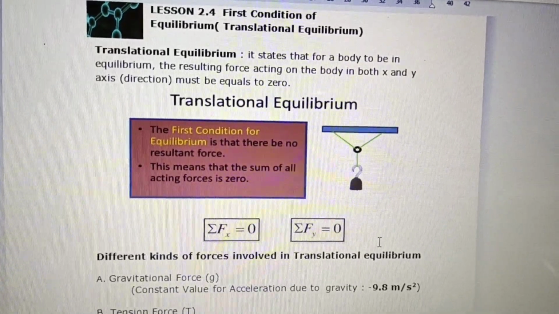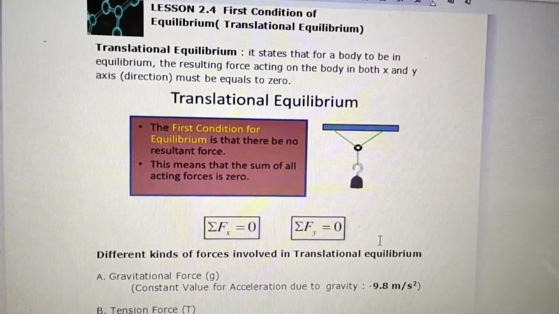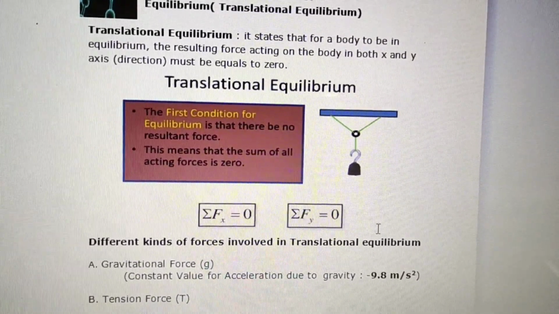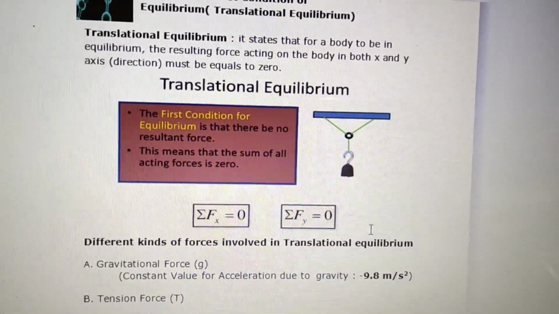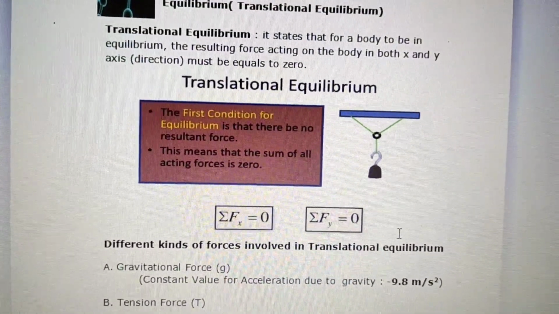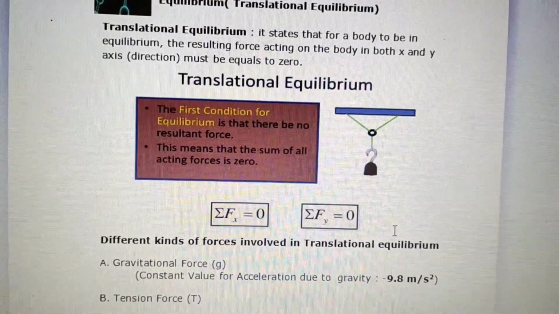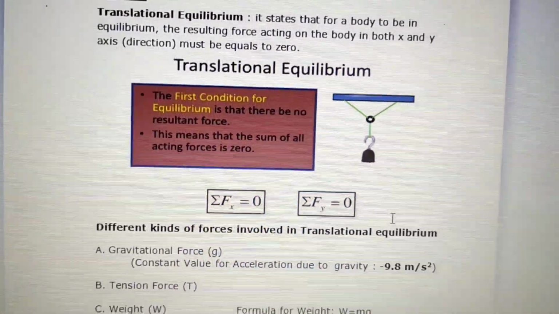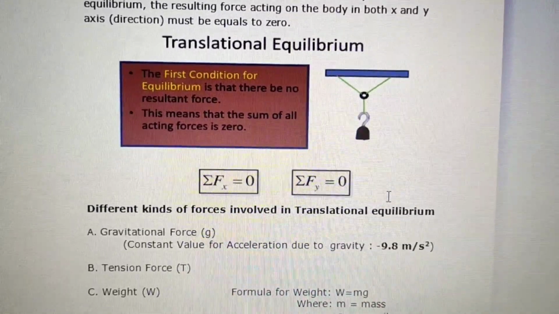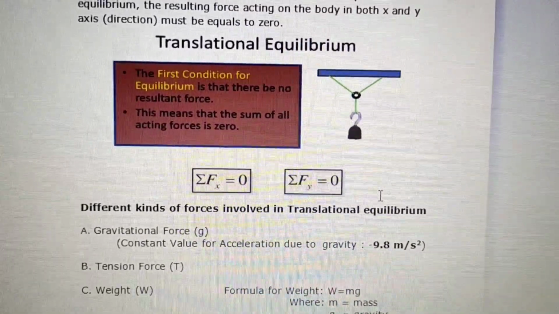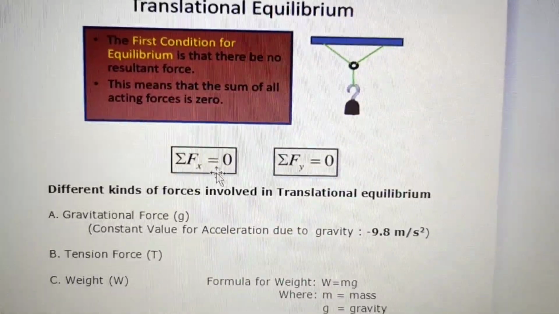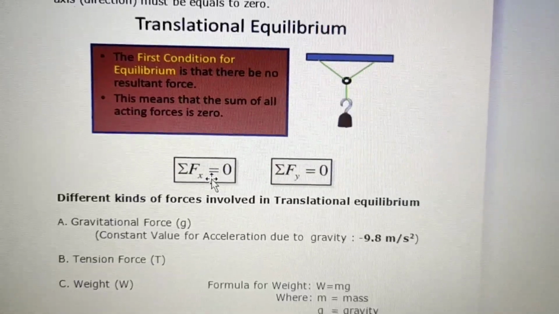This discussion is a continuation of solving translational equilibrium problems, and we are discussing translational equilibrium problems involving three forces. I have already discussed with you how to solve translational equilibrium problems with two forces involved, and just the same, there are two formulas involved in solving translational equilibrium.